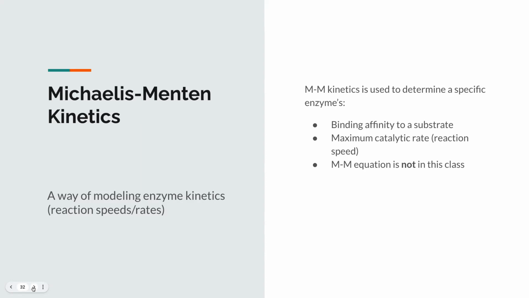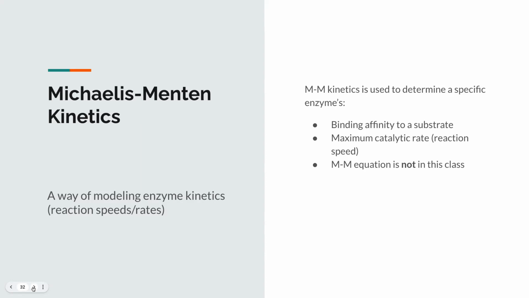Michaelis-Menten kinetics is a way of modeling enzyme kinetics. Kinetics means reaction rates and speeds. This is what we've been talking about, but I'm now going to talk about what you can actually derive from Michaelis-Menten graphs and what's the whole point of that. Michaelis-Menten kinetics is used to determine a specific enzyme's binding affinity to a substrate and maximum catalytic rate, or reaction speed, for a substrate.